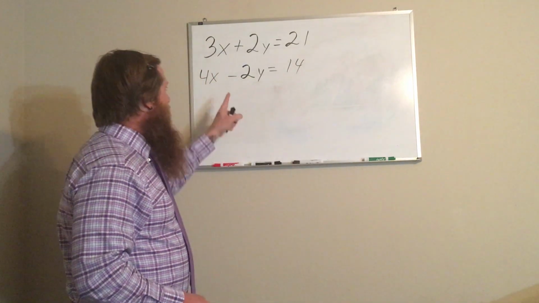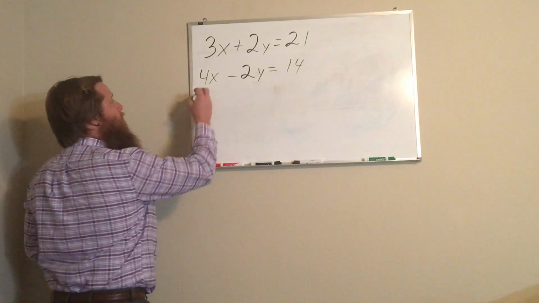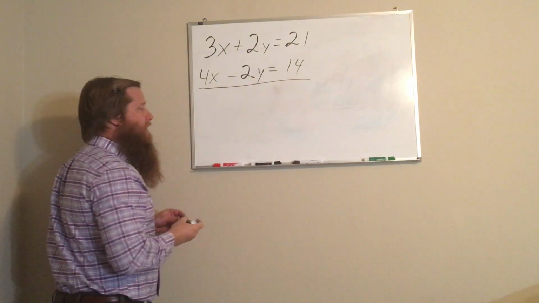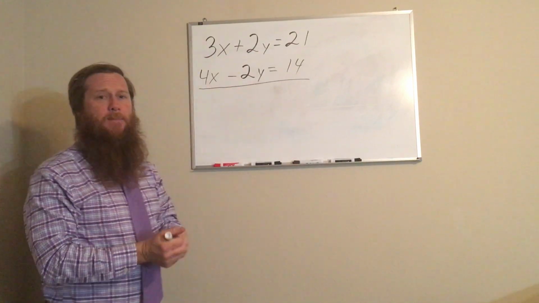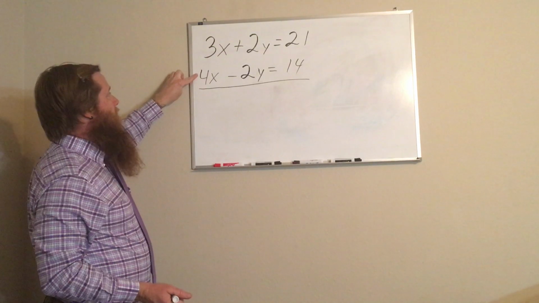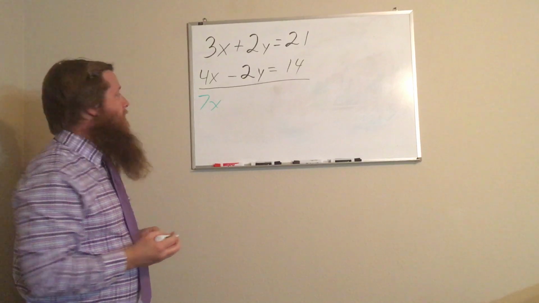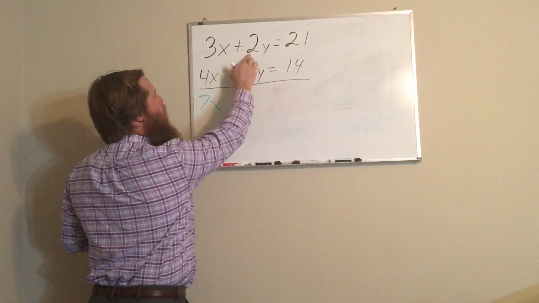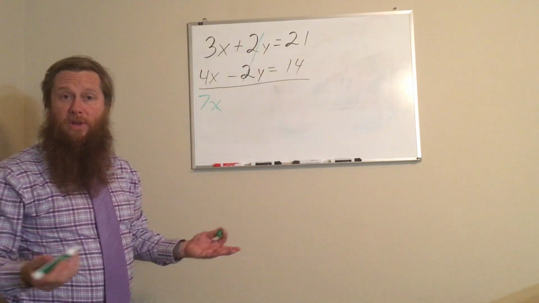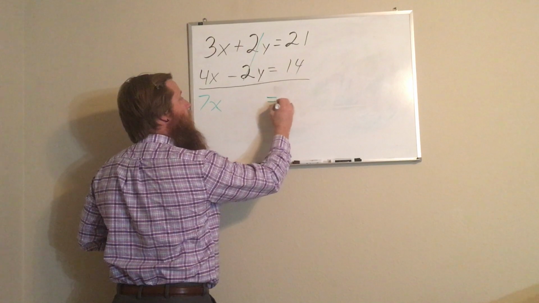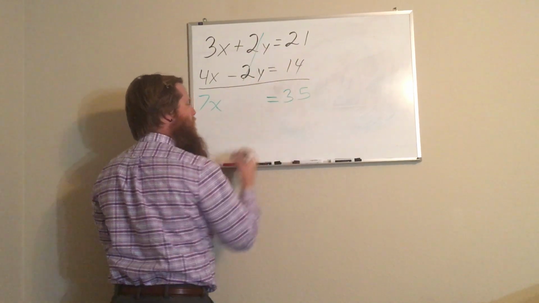What I'd like to do is solve a system of equations by using what's called elimination. So what I'm going to do is put this little line down here below these two equations, and add them up vertically. Notice that 3x plus 4x has a sum of 7x, and notice that 2y minus 2y actually eliminates, leaving us with a sum of 0. And this is equal to 21 plus 14, which is a sum of 35.